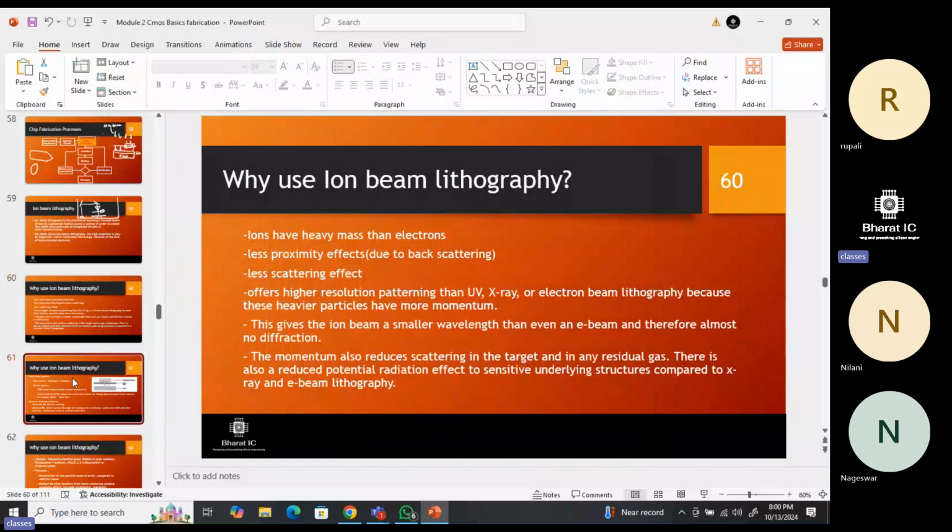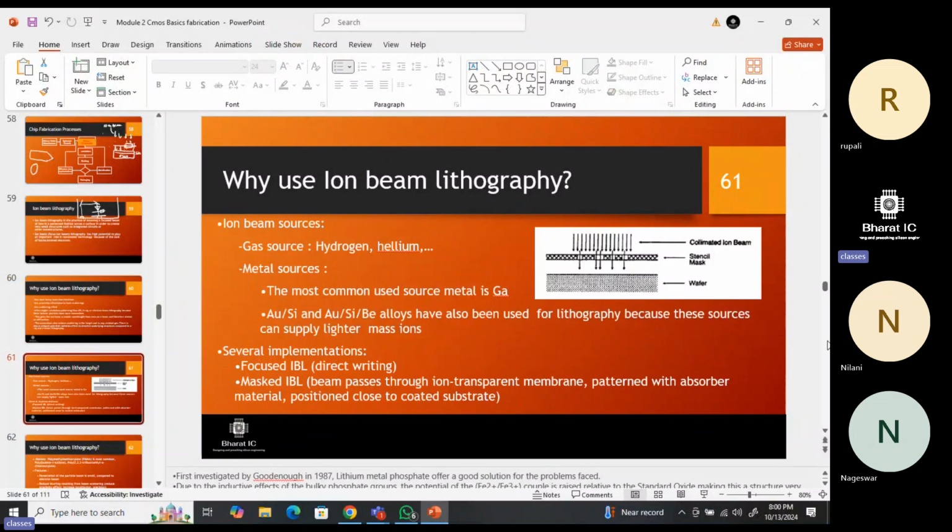Now coming to the next part, which is why use ion beam lithography. Ion beam sources: what are the sources of ion beam lithography? Gas sources, like hydrogen and helium. These are the sources of the ion beam.